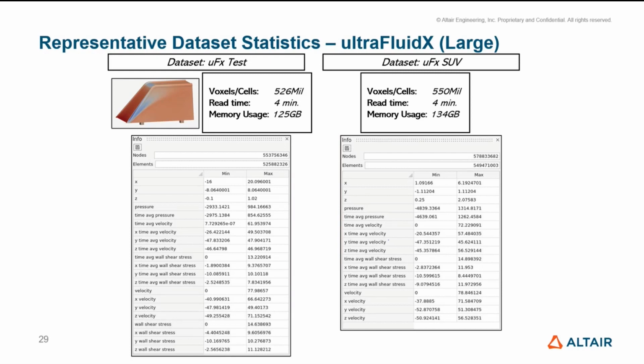So actually for 0.3, we're looking to target reducing that memory usage by throwing away a small part of the data set that we do believe is acceptable to do. So we're looking to improve that memory usage for very large ultrafluid X cases in the 0.3 release.